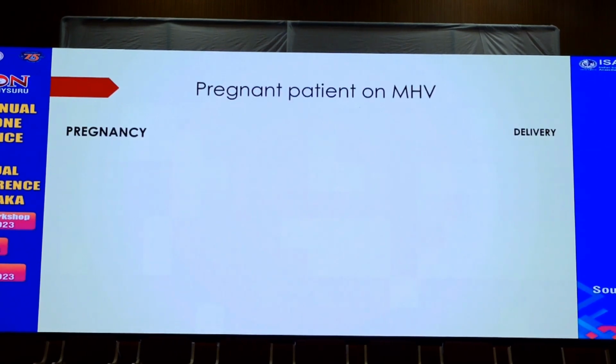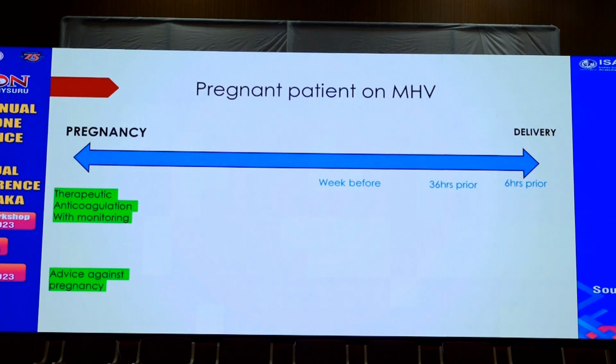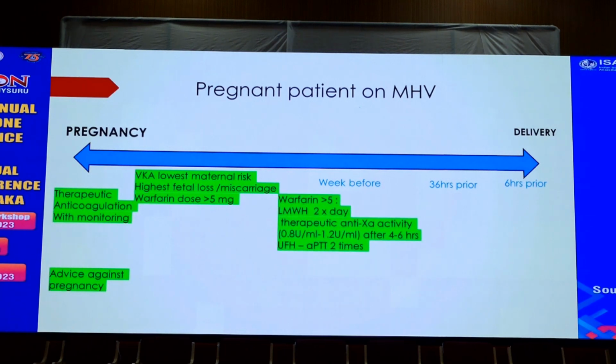Coming to the pregnant patient, in pregnancy therapeutic anticoagulation monitoring is very much a must, and it has to be maintained in the therapeutic range. If they are not able to maintain the therapeutic range, please advise them to terminate the pregnancy. Vitamin K antagonists are the best drug, but the only problem is fetal miscarriages or fetal loss. If the patient requires more than 5 milligram of warfarin throughout the pregnancy, then at the week before surgery we have to change it to low molecular weight heparin.